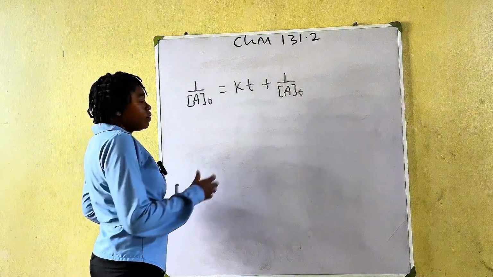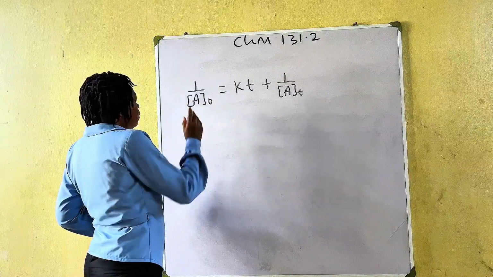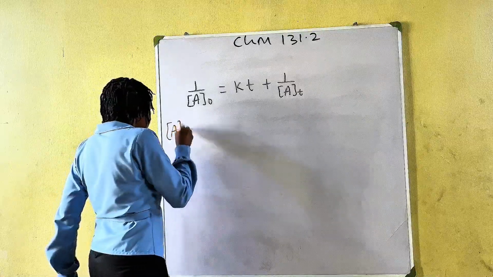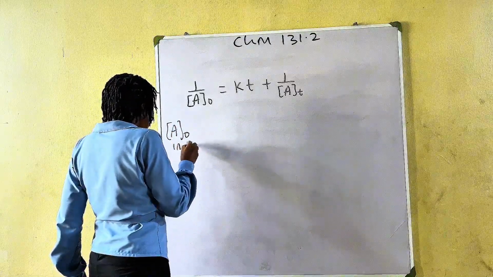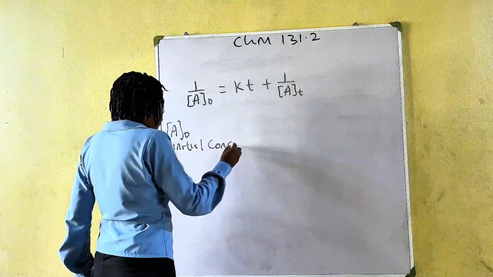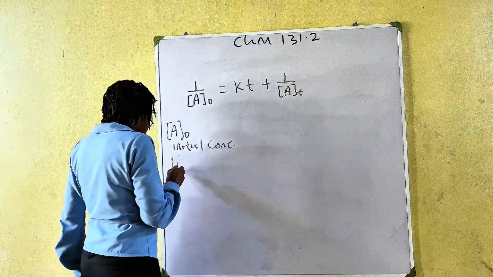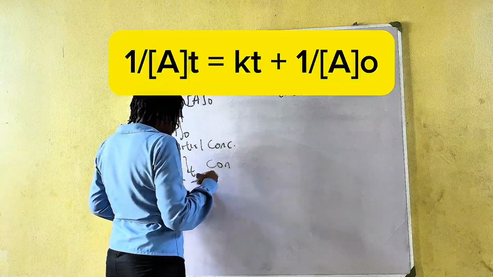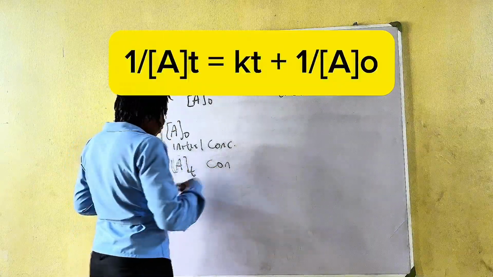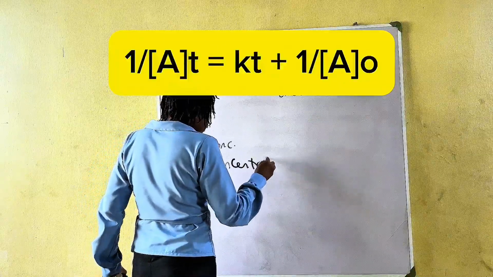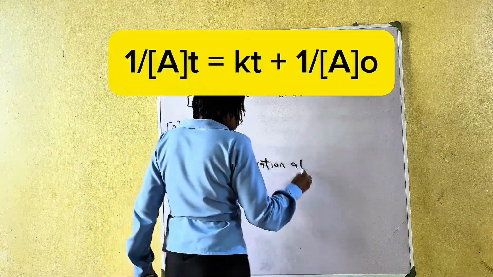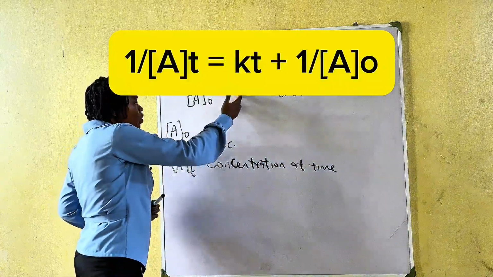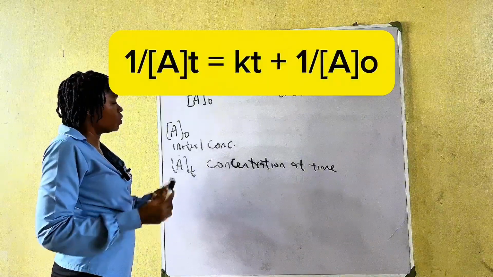Let's look at the formula for second order reaction. So the formula for second order reaction: inverse of concentration at time t equals inverse of initial concentration plus kt. So this one is the concentration at time t, and this is the initial concentration. So K, as you know, is what? Specific rate constant, or rate constant.